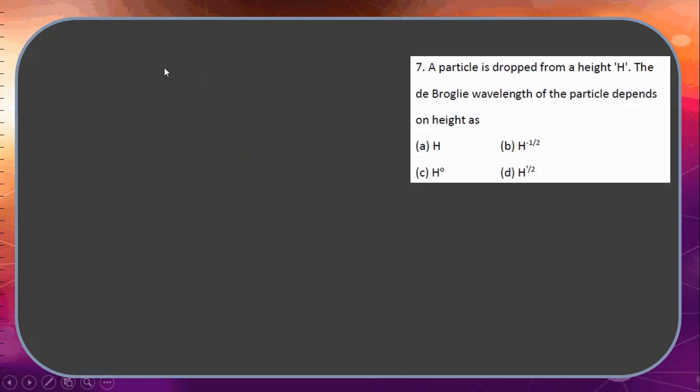Yesterday we have completed up to the sixth problem. This is the next problem.